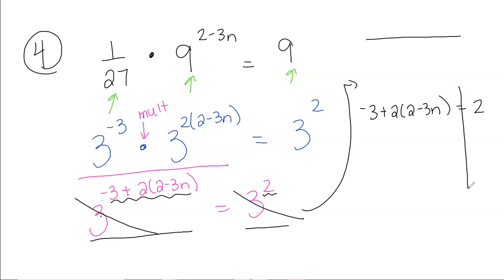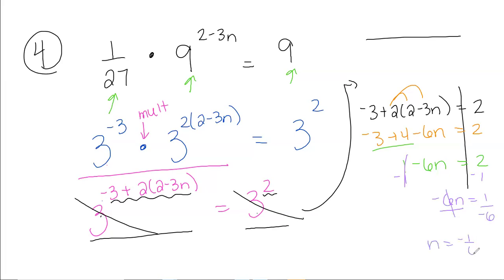And solve as normal. So this was one step up. Distribute. Combine like terms. So we have -6n equals 1. Divide by -6, and n is -1/6. That does not reduce. Just leave it. So that was definitely one step up.